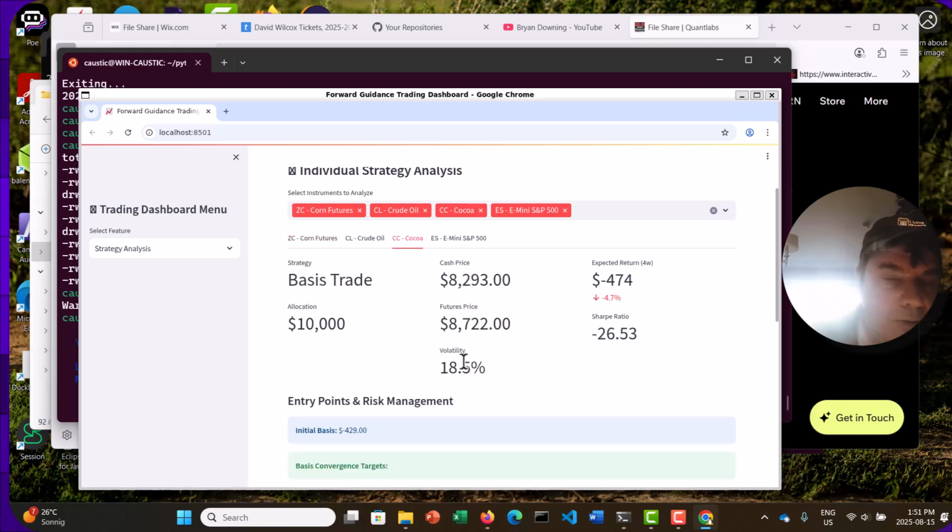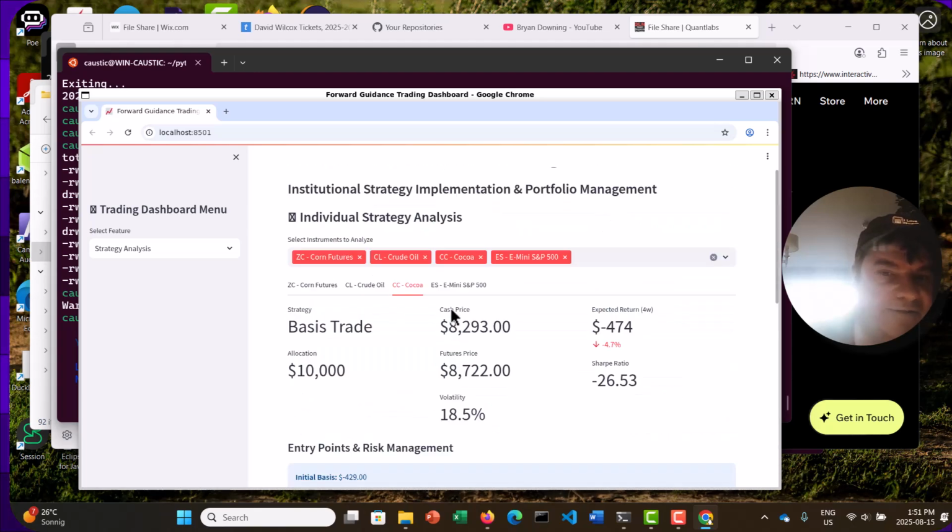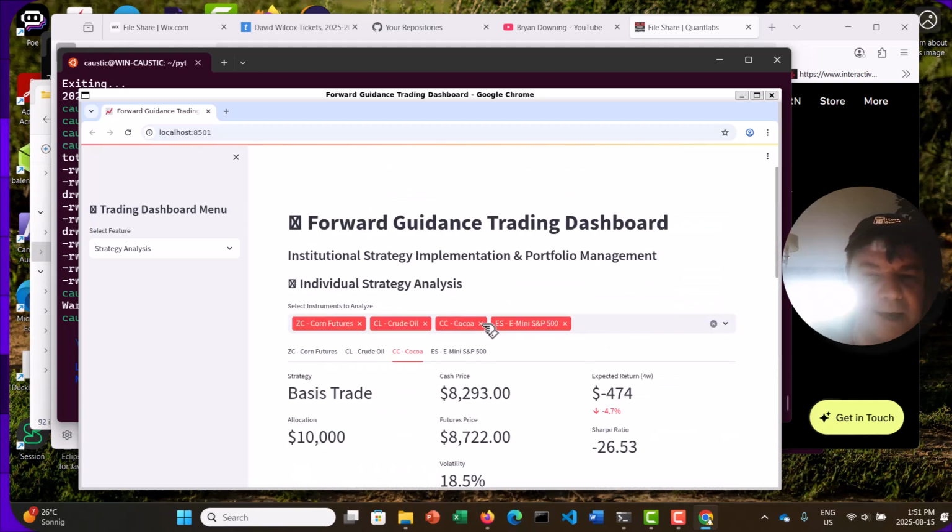So also with cocoa, same thing. It's a basis trade now. We have a cash price, volatility a little higher, 18.4, but you're going to lose money. So right out of the gate, I'm going to take that out. Okay. You don't want to lose money on that trade. That's forecasted. So we'll take that out.